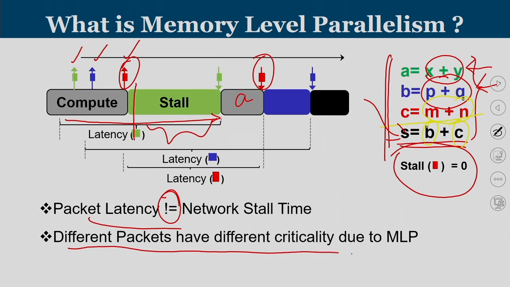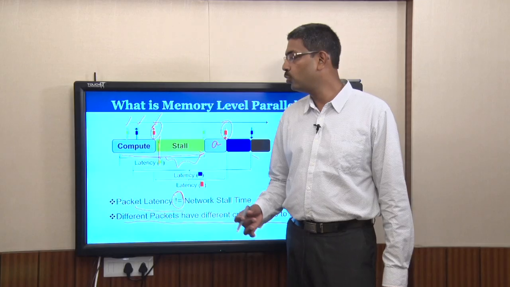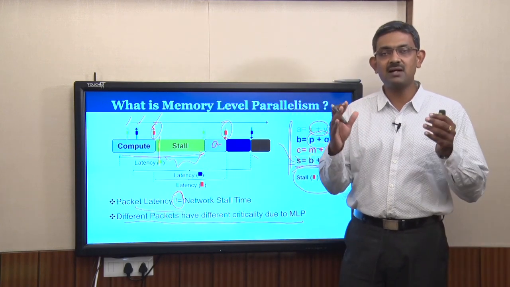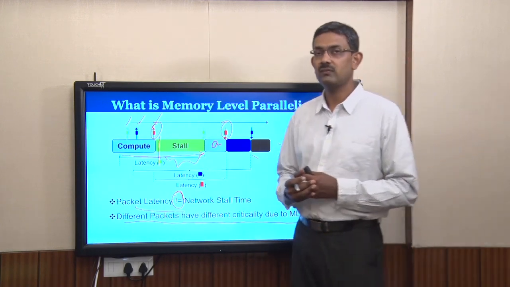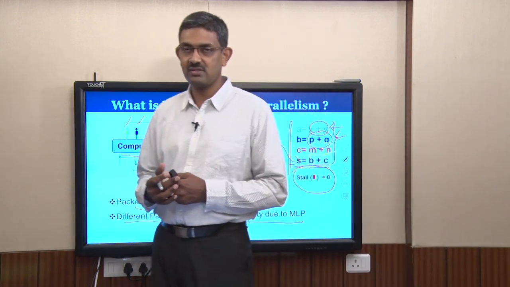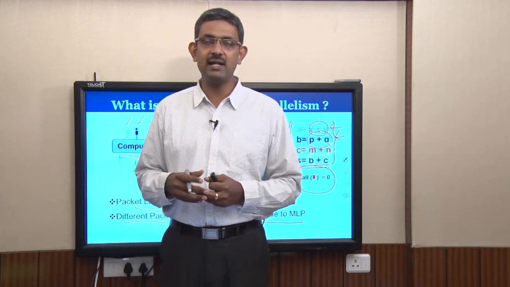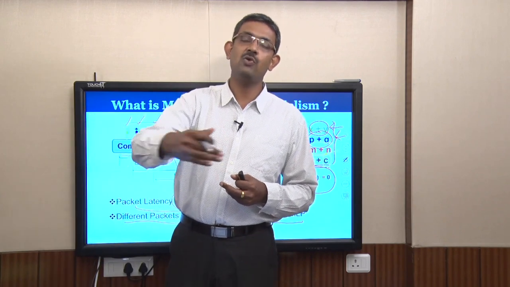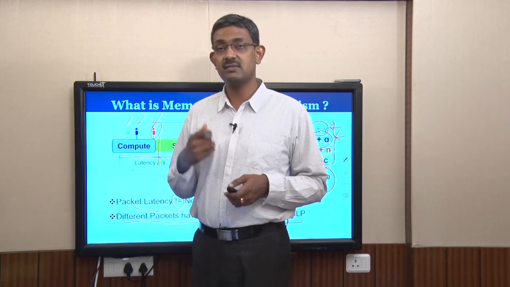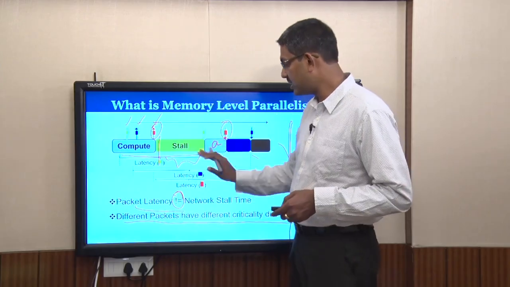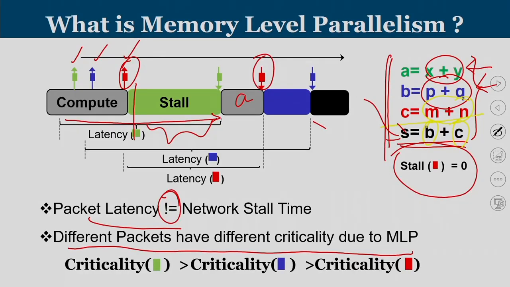So this means that different packets have different criticality due to memory level parallelism. Just because the cache misses are overlapped, we can see that the cache misses of green, blue and red are overlapped, and red is completely contained inside blue. Red is coming back to the processor. Maybe the red is mapped to a nearby tile, that's why the miss to that tile is going to return faster. So red is coming a little bit early. So red is not at all critical. In that case, we can see that the red is less critical, whereas green and blue are more critical than the red.